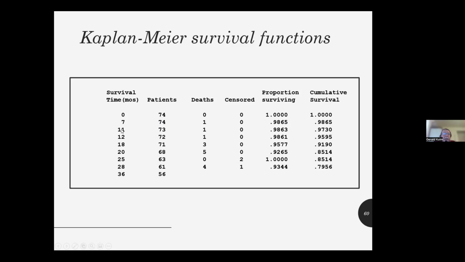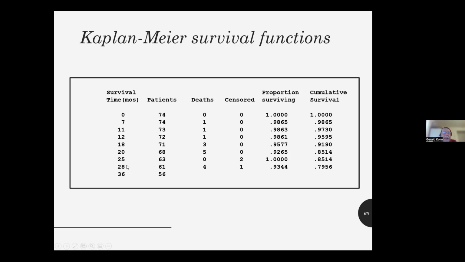Then at 11 months, we only have 73 patients in our study, and we have another death. So now our proportion surviving is 73 over 74, and we get this. Our cumulative survival rate is 0.9865 times 0.9863, and we get 0.973. And so on down our survival times here, at 12 months, 18 months, and so on.